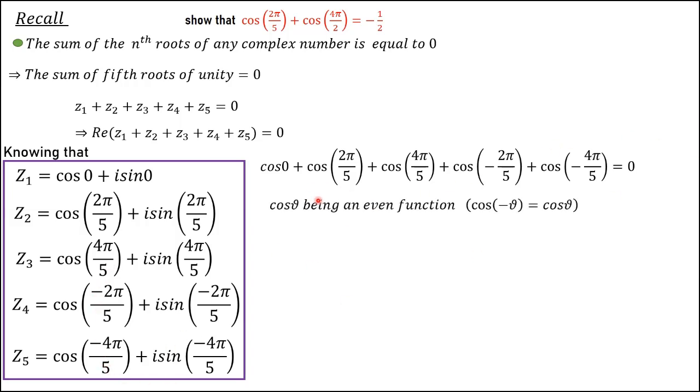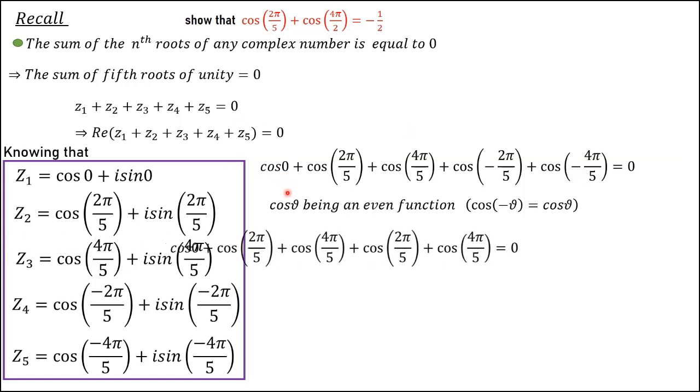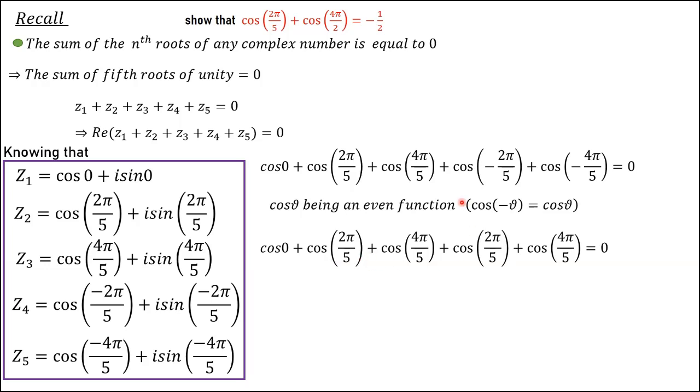Or further simplifying, we know that cos theta is an even function, that is cos negative theta equals cos theta. That is, everywhere we have cos of -2 pi divided by 5, we are simply going to replace it with cos of 2 pi divided by 5, and similarly, where we have cos of -4 pi divided by 5, we are still going to obtain cos of 4 pi divided by 5. And we know that cos 0 is equal to 1. So further simplifying, we are going to get what? That is implementing this condition, that is cos theta being an even function.